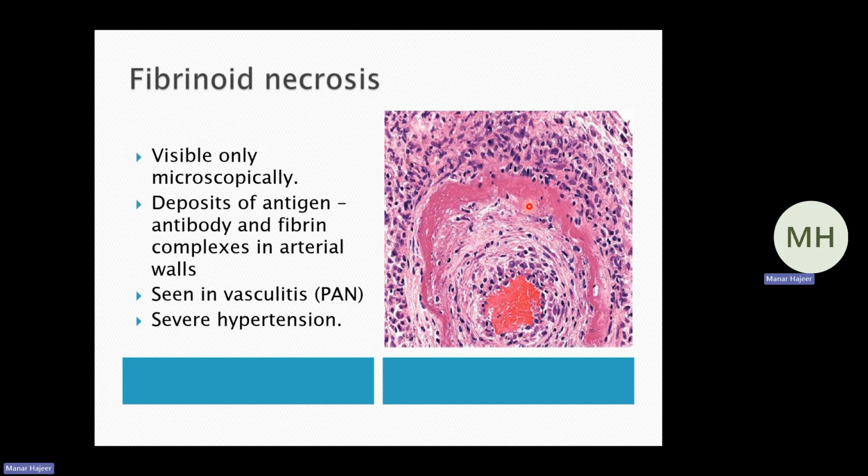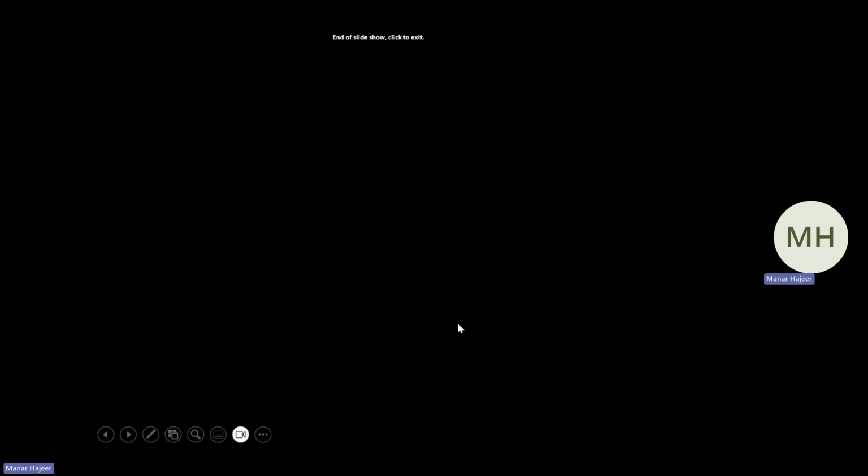vasculitis, which is an autoimmune disease. One example is the polyarteritis nodosa. As you can see here, the fibrin material is the pink ring-like material deposited in the wall of this blood vessel. Also, it can be seen in cases of severe hypertension. And thank you for listening.